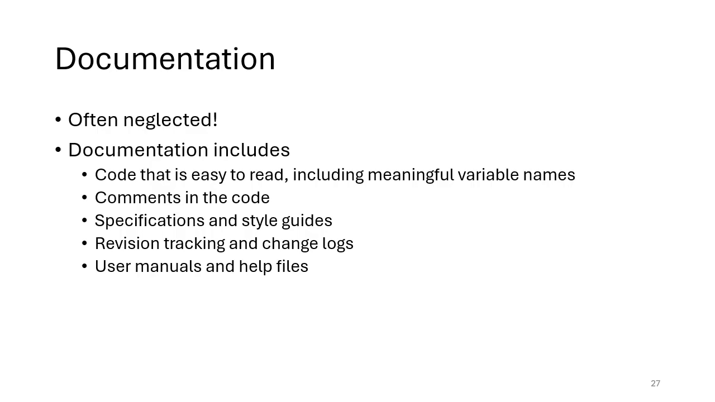You've also got all of the people who develop the code and maintain it. They also need documentation. So there's documentation inside the code itself, including meaningful variable names and well-structured comments and well-structured code in the first place. You might have specifications and style guides which define how the code should be written, so that users from the same organization have a lower learning curve than if they're looking at it for a new application. You might also need revision tracking and change logs, so there could be lots and lots of different types of documentation.